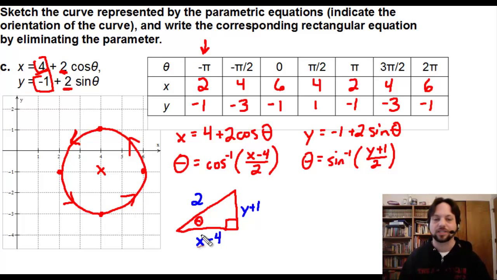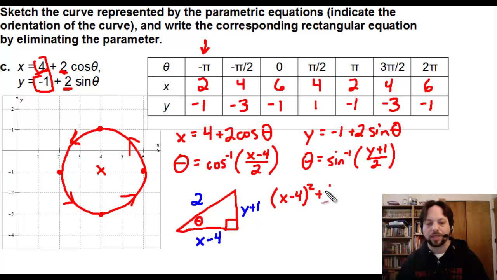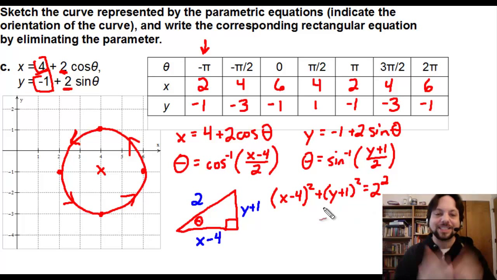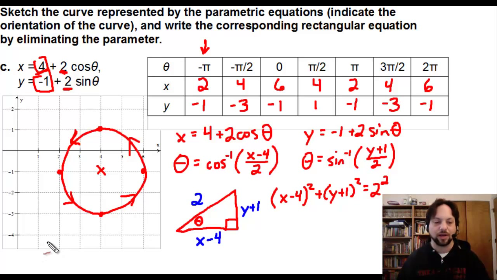What do I do with this? Well, whenever you have a right triangle, the first thing that pops in your head should be exactly what we're going to use here, and that is the Pythagorean theorem. So, let's see what this looks like. I have a squared plus b squared equals c squared. And in fact, that is the equation that represents the circle that's given right here. This is the rectangular equation.